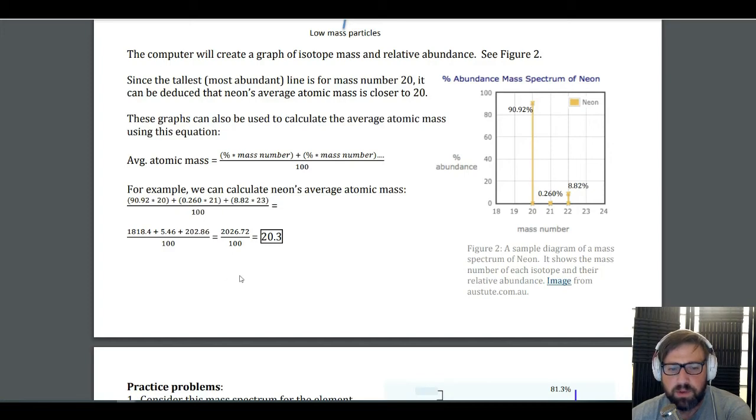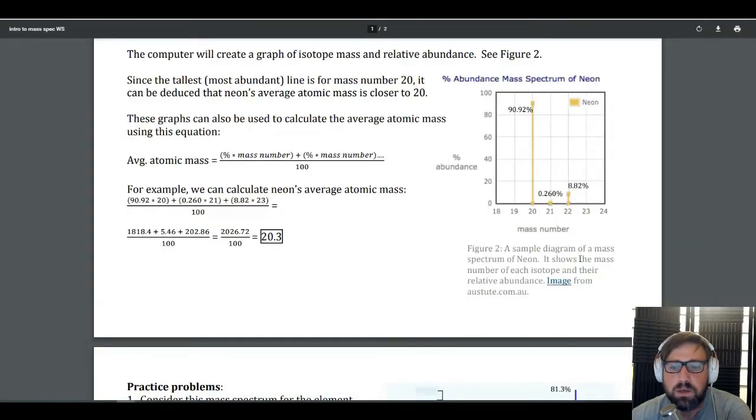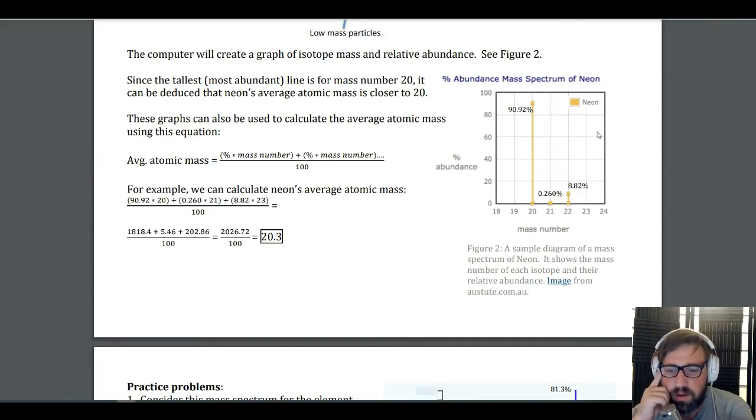But even if you didn't do this entire thing, you know it'd be somewhere close to 20. And if you look on the periodic table and look at neon, you see that it is indeed 20. The molecular weight of this guy is 20.1, a little bit above 20. So this is going to be a shortcut for you if you want to do this without actually having to go through and do the calculations.